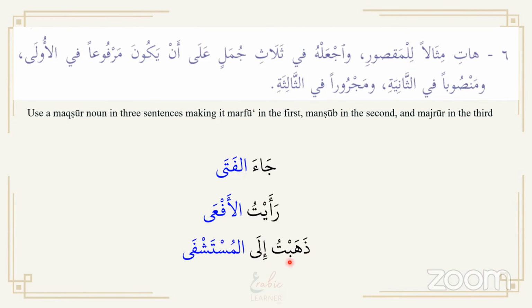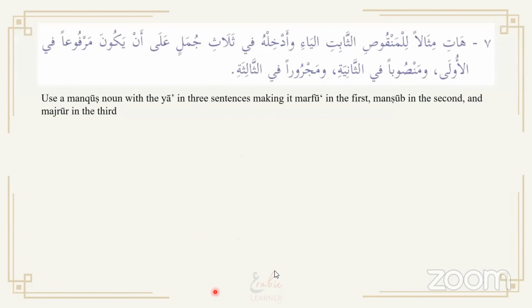And in the third example is ذهبت إلى المستشفى. I went to the hospital. This is also ending with alif maqsura. So this is majroor bi ila, because of ila, and it is the alamatul jarri, al-kasratul muqaddarat. Is it clear, brothers and sisters?